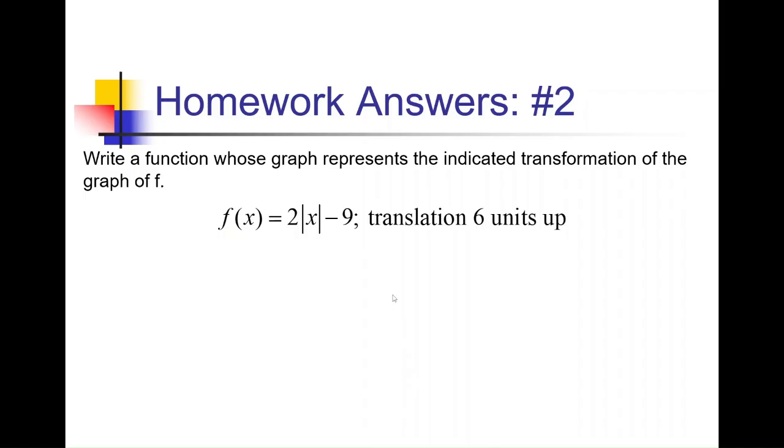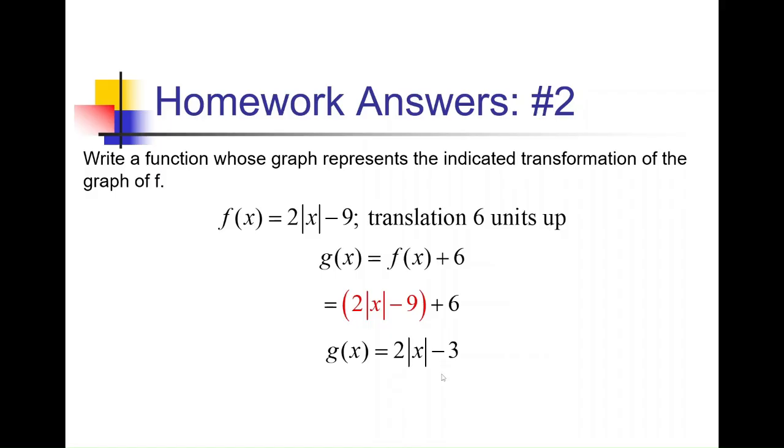For this next one, I have this f of x function that I want to translate 6 units up. That means when I write g of x for this, I'm going to need to do f of x plus 6. It's an outside change, so it happens outside the function, and it's in the direction that we expect. Now I'm just going to replace f of x with what it represents, this 2 absolute value of x minus 9. And then simplifying that, negative 9 and 6 combine to give me negative 3. So I've got 2 absolute value of x minus 3, and that's my new g of x function.